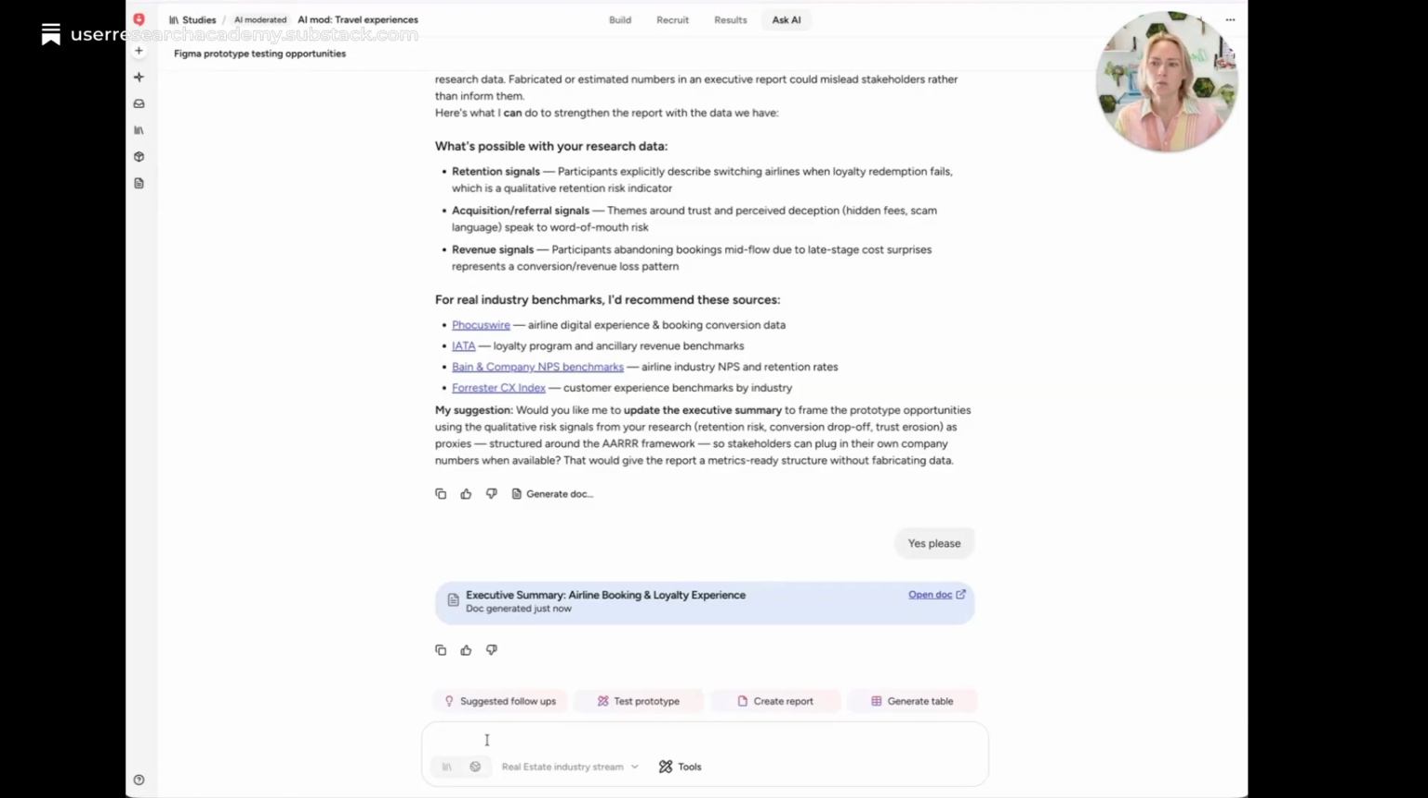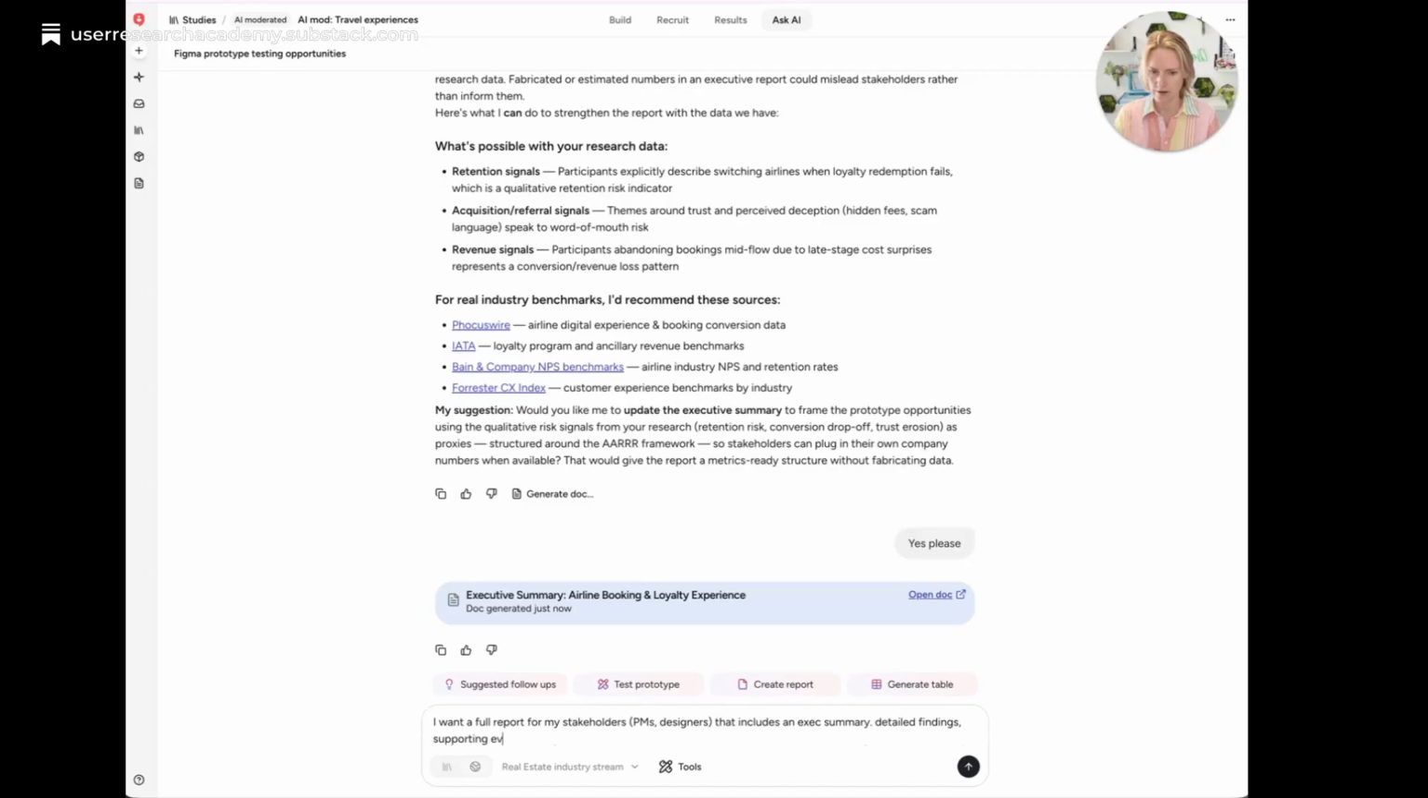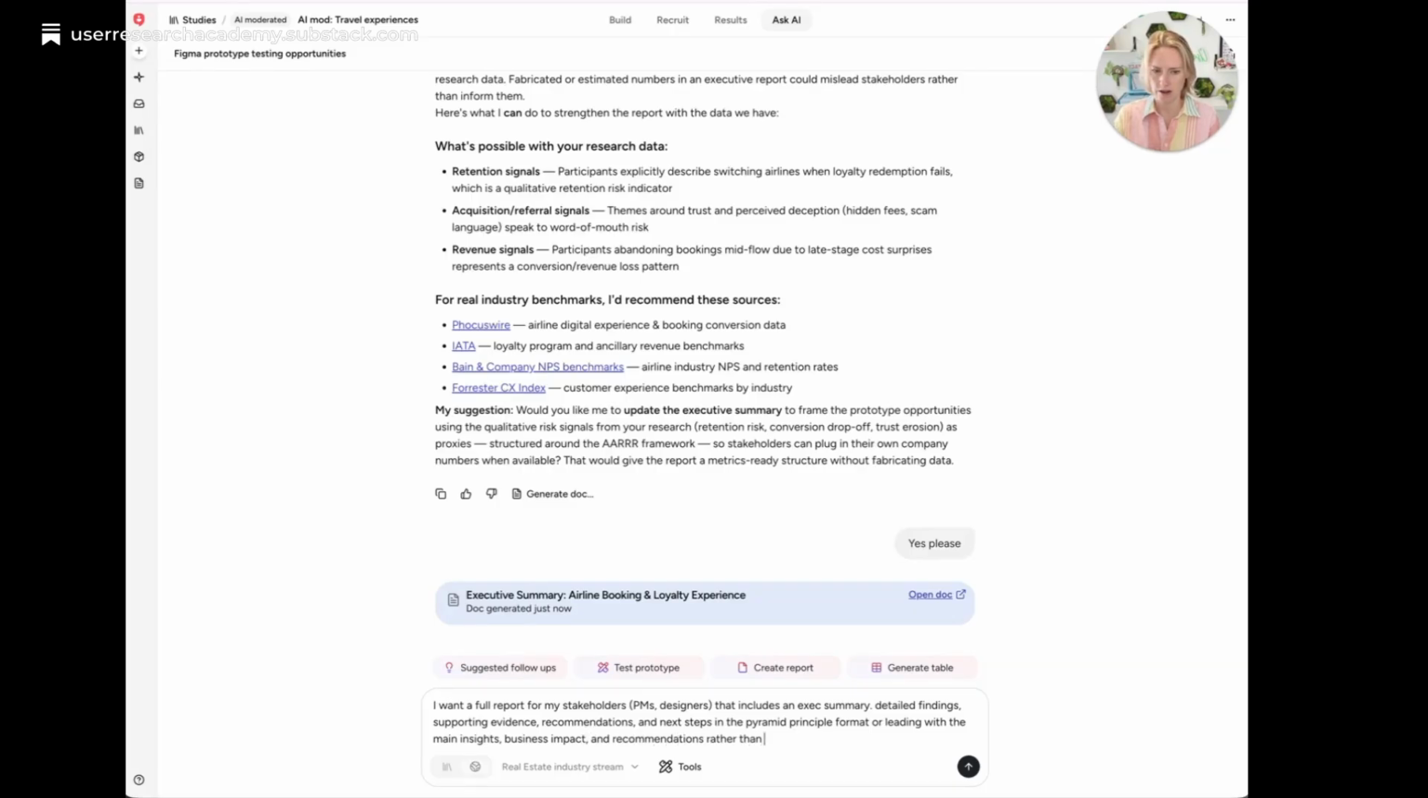So if I were to prompt this, I'd include something like, I want a full report for my stakeholders, PMs, designers that includes an executive summary, detailed findings, supporting evidence, recommendations, and next steps, leading with the main insights, business impact, and recommendations rather than the methodological context.